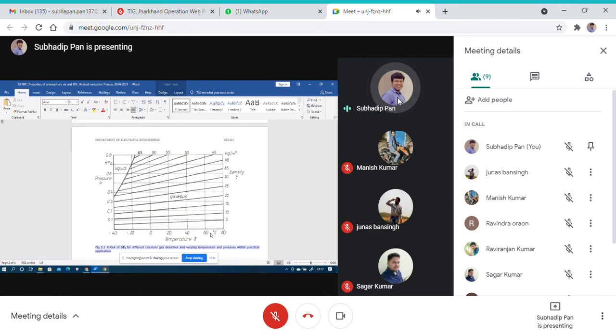That means the state of SF6 gas with different constant gas densities at different temperatures. If the temperature varies, obviously the pressure will vary at a different state. It will also depend on whether the SF6 gas is used in a liquid form or in a gaseous form, right? Okay, so that is the thing.